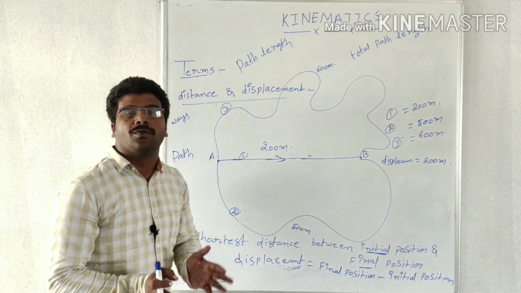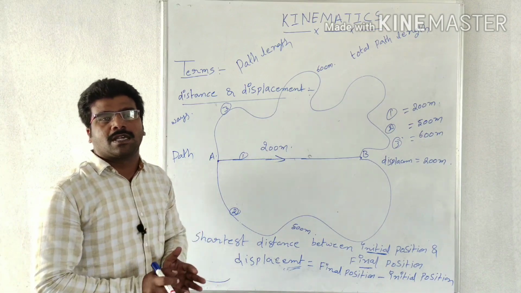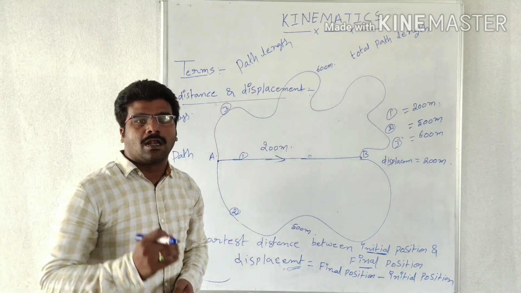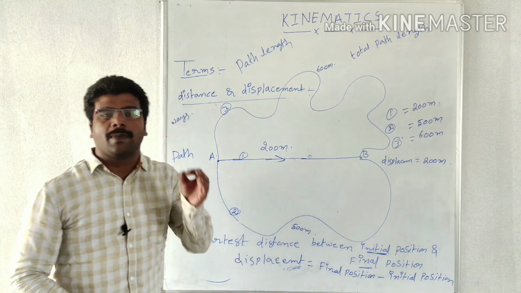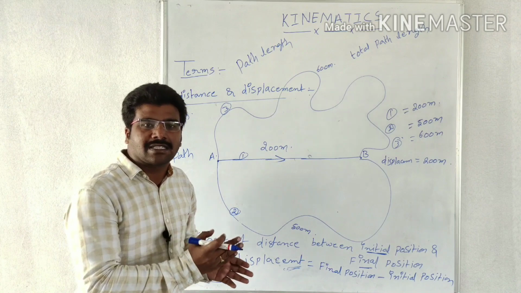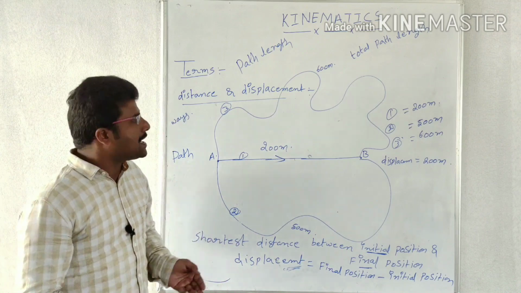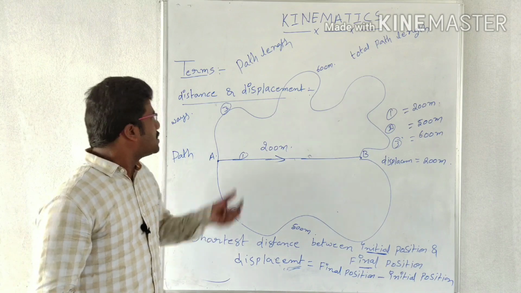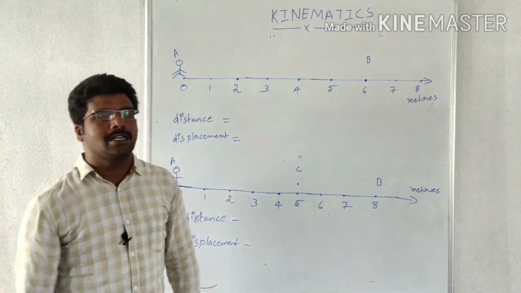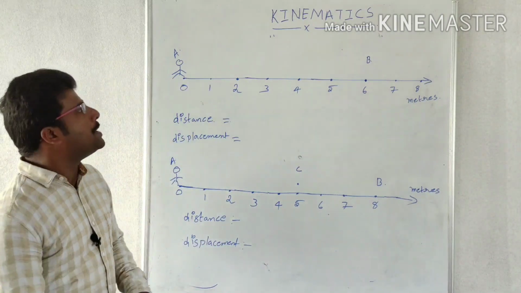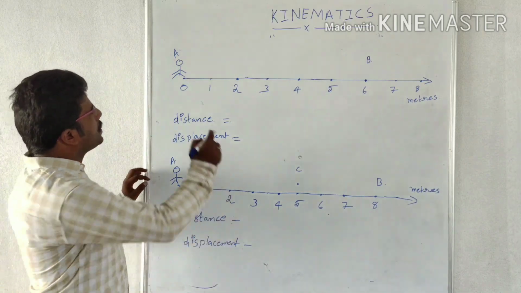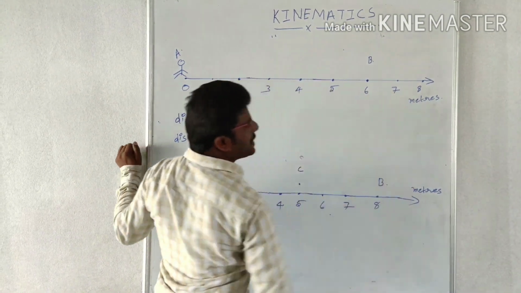Okay. Now we are going to see some problems based upon distance and displacement. While you are watching the video, pause and try to do the problem. After that, check whether the answer is correct or not. In today's class, we are going to do 4 problems on distance and displacement. These are numericals based upon distance and displacement. Let us consider this is a straight line which is 8 meters in length.